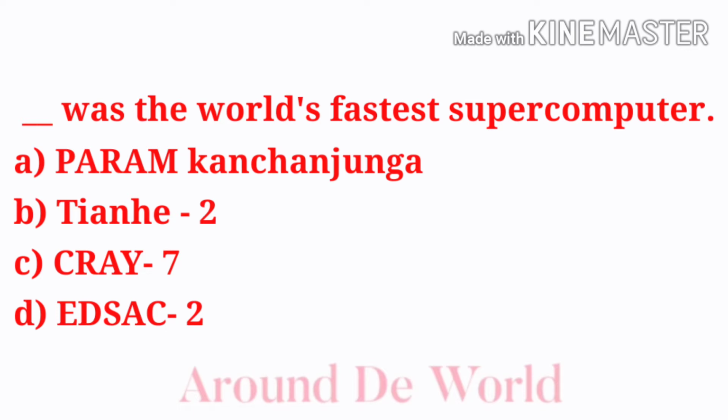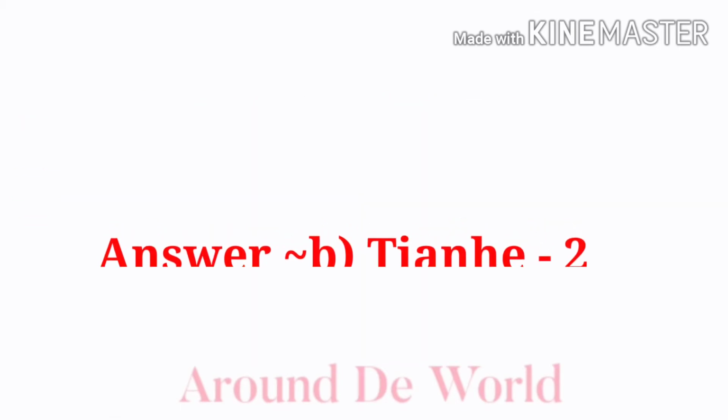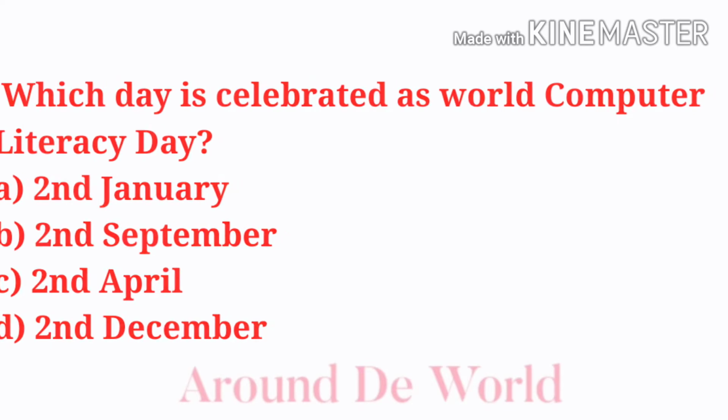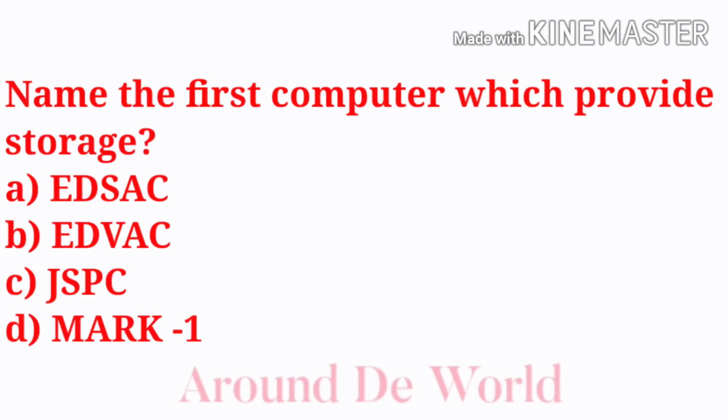Which is the world's fastest supercomputer? A. Param Kanchenjunga, B. Tianhe 2, C. C-Ray 7 and D. EDSAC 2, and the correct answer is option B. Tianhe 2. Which day is celebrated as World Computer Literacy Day? A. 2nd January, B. 2nd September, C. 2nd April and D. 2nd December, and the correct answer is option D. 2nd of December.